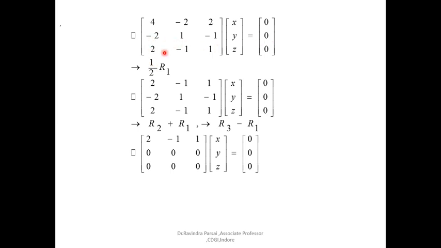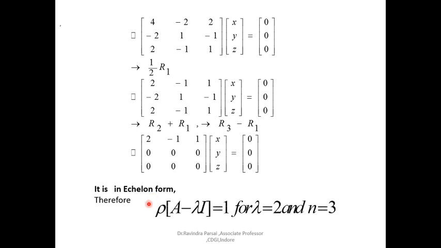Now the process is, since the first row is divisible by 2, divide by 2 as an elementary row operation. You will get 2, -1, 1; -2, 1, -1; 2, -1, 1. Now with the help of this 2, make the elements below it 0. On applying R2 plus R1 and R3 minus R1, this gives you 2, -1, 1 and rows of zeros. So you are getting an echelon form. The rank of this echelon form is 1 for lambda equal to 2, and the number of unknowns is 3.